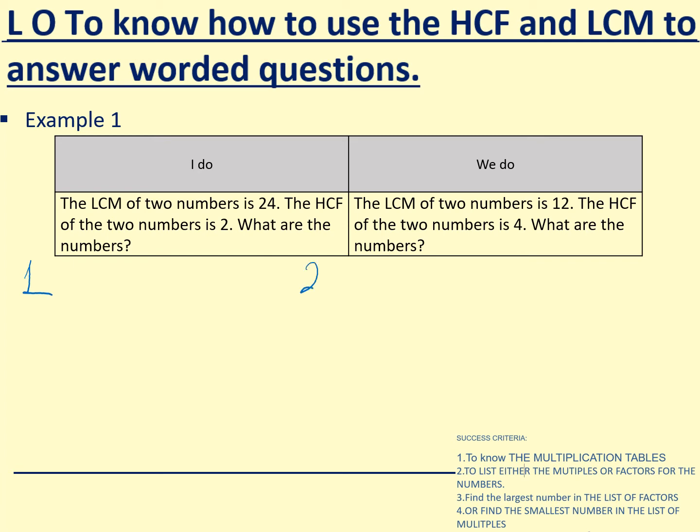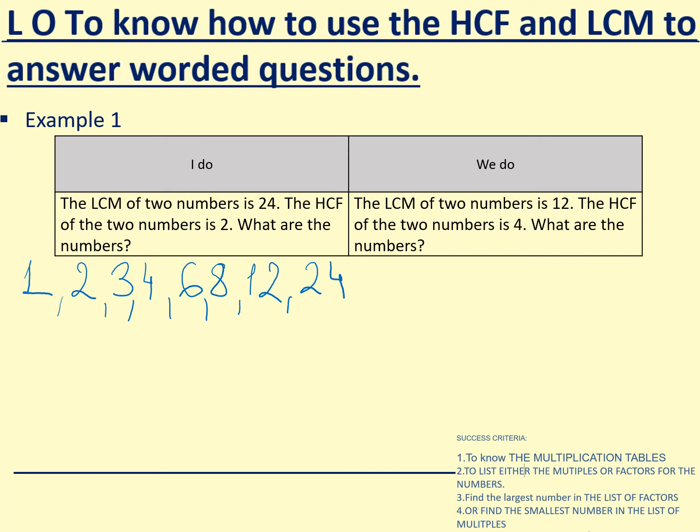So it's 1 and 24, 2 and 12, 3 and 8, 4 and 6. 5 is not a factor. 6 is already on the list, so that's how I know I exhaust all the possibilities. So I've listed all factors of 24. So my two numbers will be 2 of these numbers because 24 is a multiple of these numbers only.